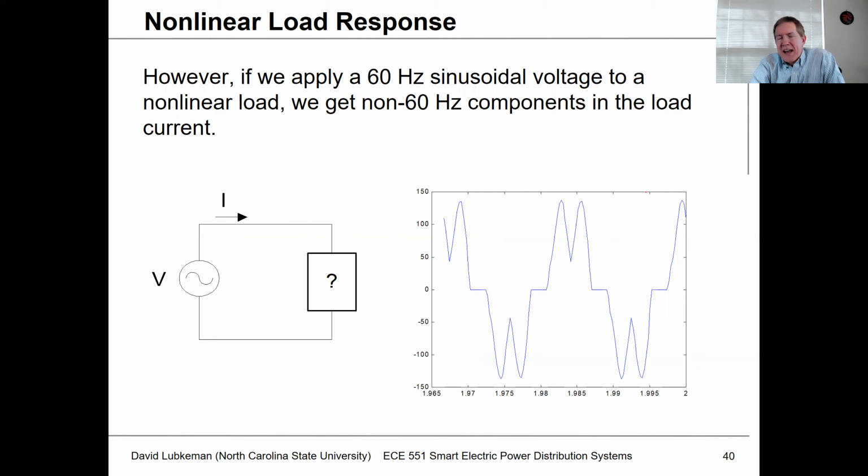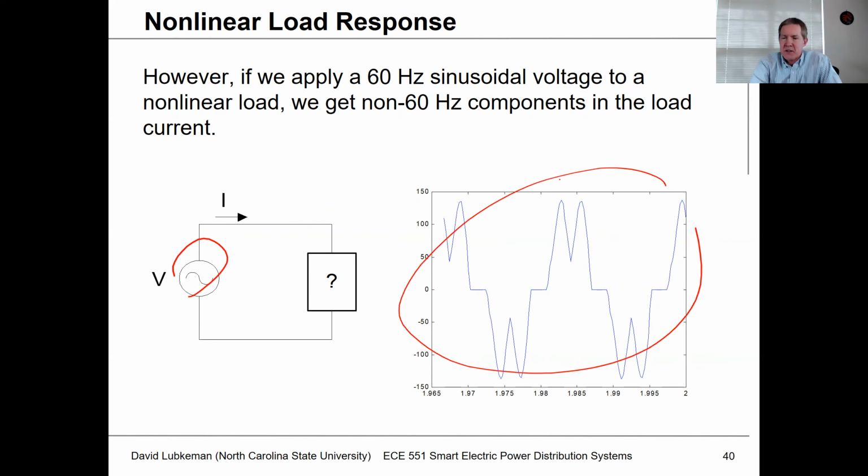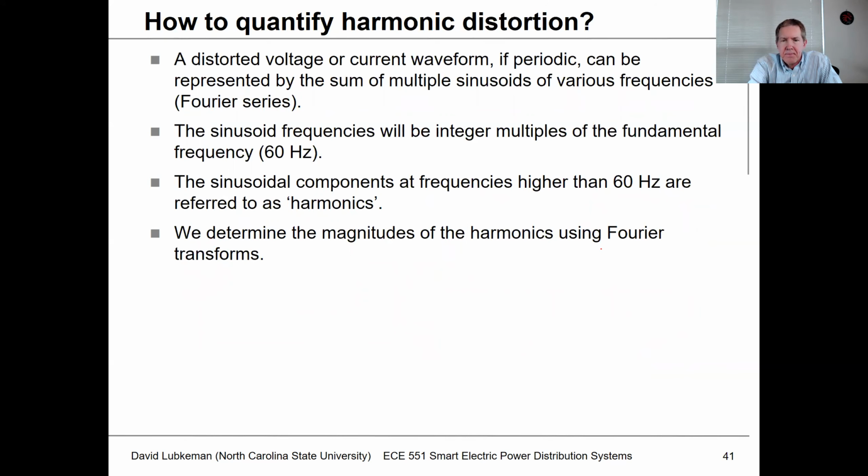However, if I had a nonlinear load, if I took this sinusoidal forcing function for the voltage and I had this nonlinear load, then I might get a pattern for the current that looks like this. It's very erratic in nature, very peaky, and we get a couple peaks per half cycle in this case. And so this is the case where we have harmonics.